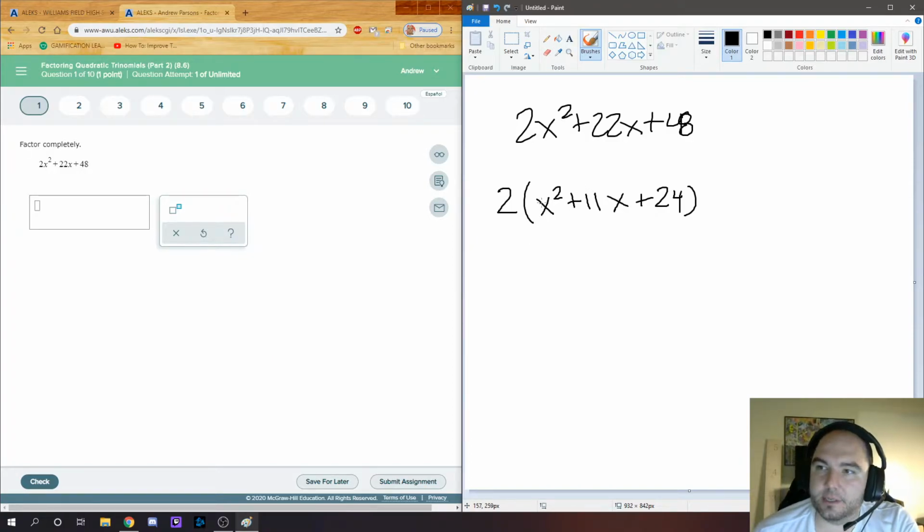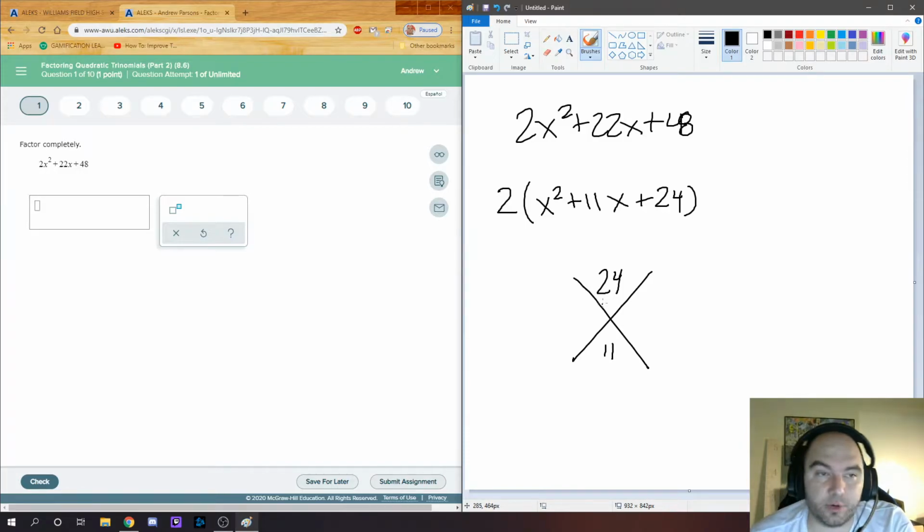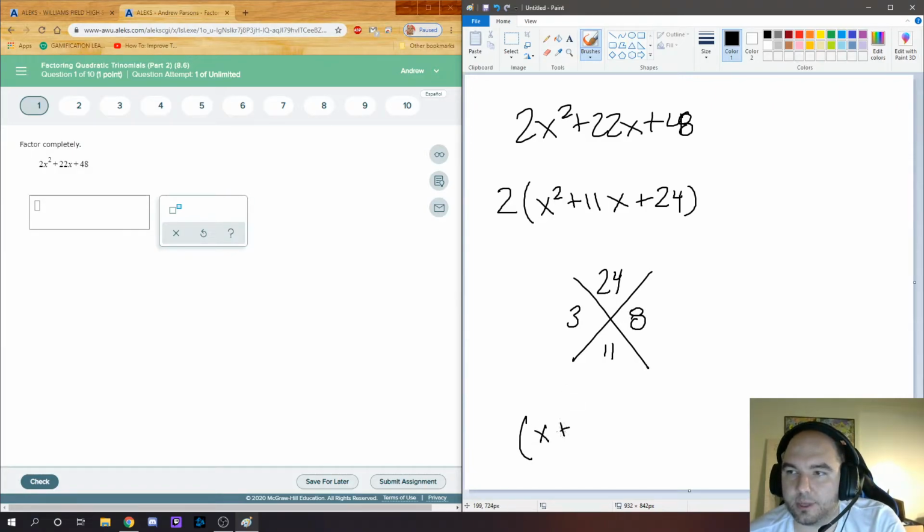Now, what happened is this three-part thing is like what we had on part 1, or what you would do if there was no number in front. Like the 2 is outside the parentheses, that doesn't really count as in front of the x squared term for the time being. So what that means is I'm allowed to write a big X, put a 24 on top and 11 on bottom, and think to myself, what multiplies to make 24 but adds up to make 11? That would be 3 times 8. And that will allow me to rewrite the answer as x plus 3 and x plus 8.